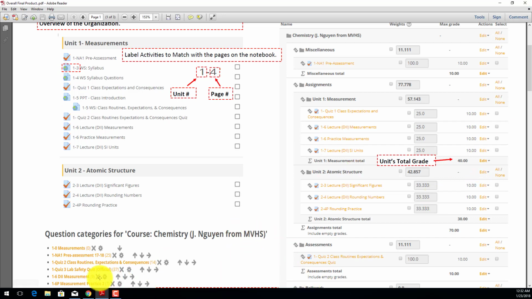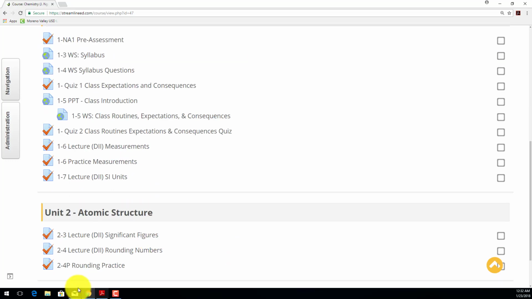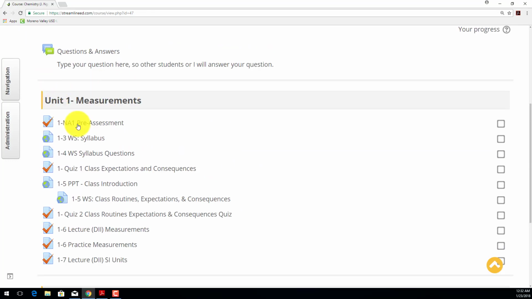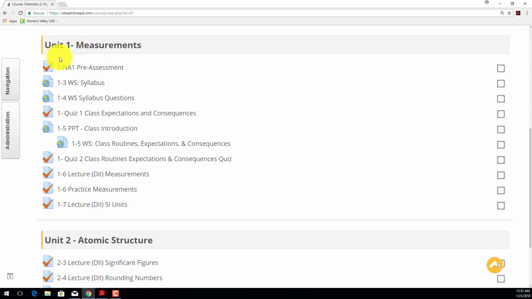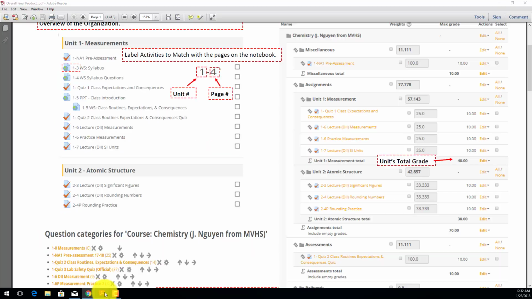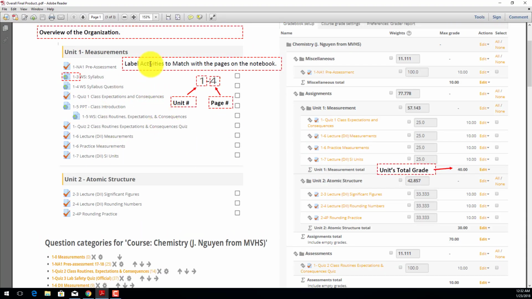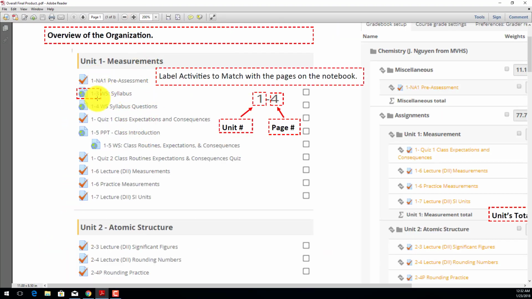Let's look at it. Notice how I have unit, and just like before, you have chapter. If you have chapter, go with chapter. But I did it in a way that, if you notice, I have a number system. A number system works like this: the first number right here is the number of the unit that you are working on, followed by a hyphen and the page number.